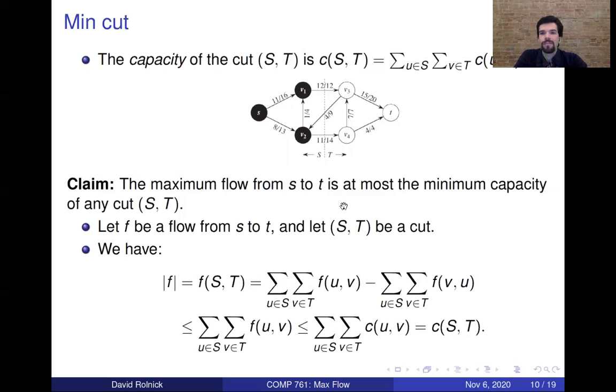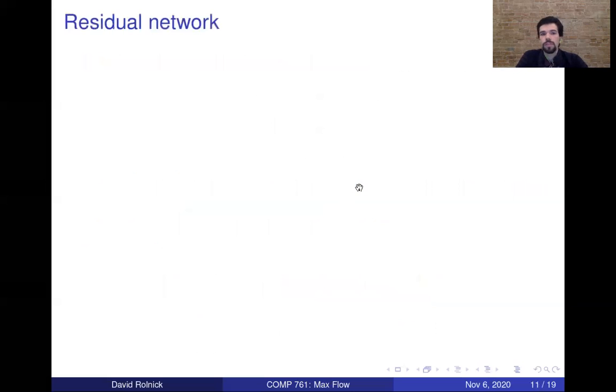Okay. Is the minimum capacity well defined? Well, there are only a finite number of ways that you could create a cut, because there are only a finite number of choices for S. So yes. Okay.